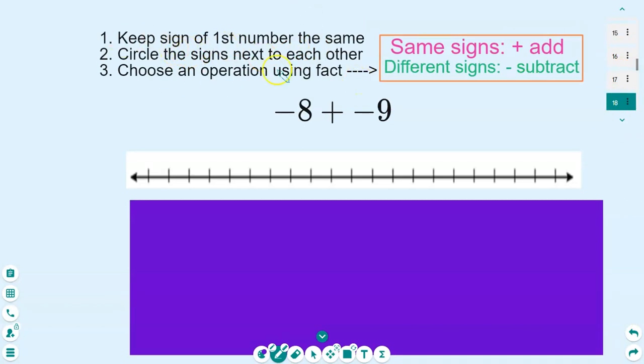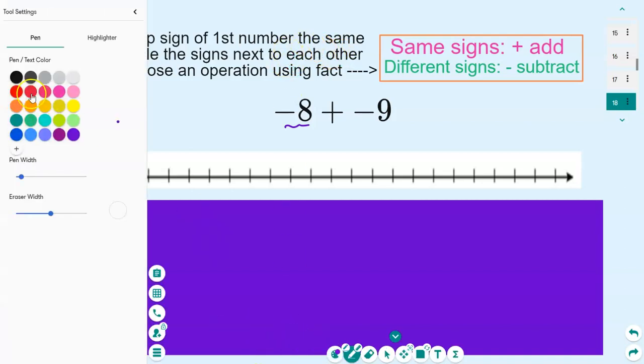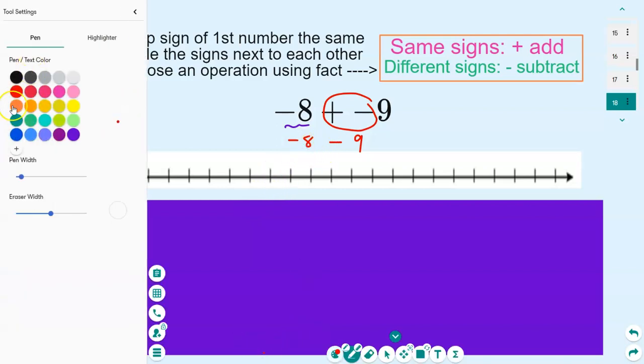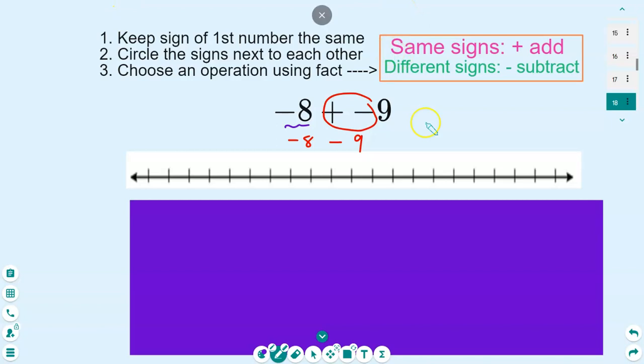So again, we've got our little strategy here. Keep the sign of the first number the same. And then we've got to circle the signs next to each other and choose an operation. So let's just do this in red. Different signs, subtract. So I'm just going to rewrite it as -8 minus 9 and make my life simpler. This number line doesn't actually have any numbers on it. So let's try it out.